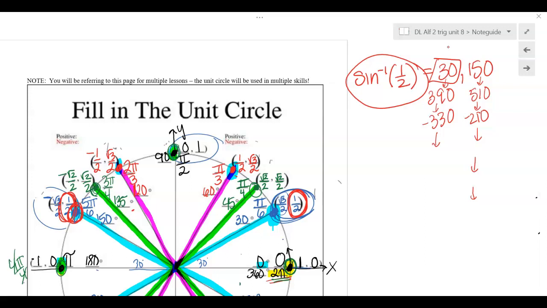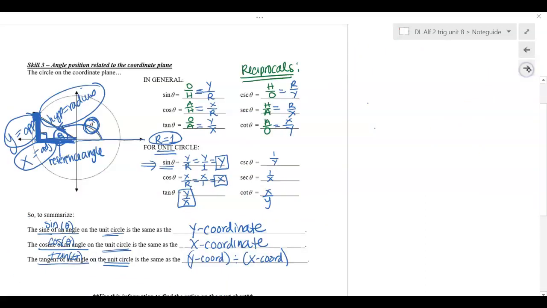If we're asking you for an inverse, we are always going to assume in our class, and you might learn some different notations later that differentiate this, that unless it's asked for differently, we're asking you for the principal angle. Okay, so I'm going to go back to our notes page.